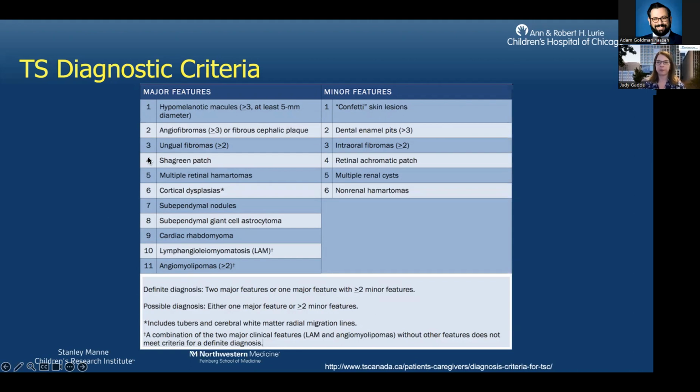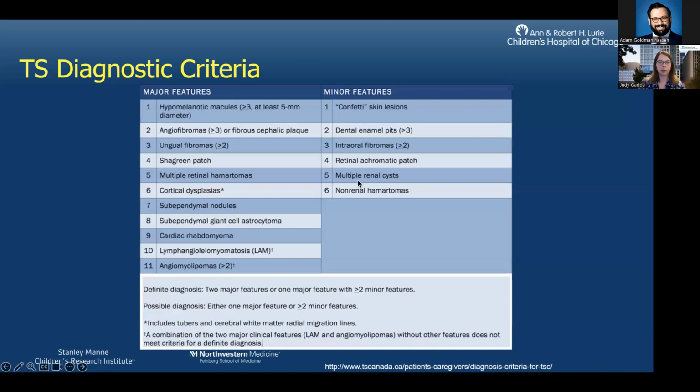Some things that might sound familiar to when you were in medical school or taking some other exams, like there's a shagreen patch. Some other skin findings would be like angiofibromas, hypomelanotic macules. And then some of the findings that we can see would be multiple retinal hamartomas. Sometimes we can see those, but that's going to be more of a physical exam finding. And as we'll see in my example, subependymal nodules, subependymal giant cell astrocytoma is going to be when those nodules begin to enlarge.